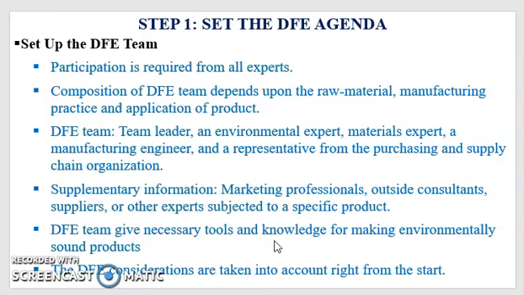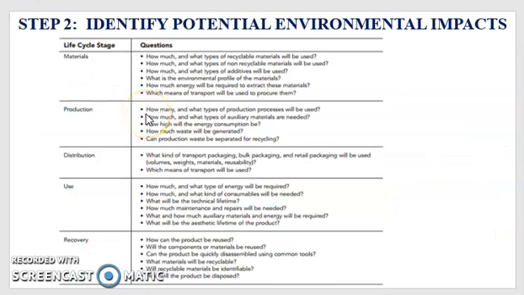These DFE considerations are taken into account right from the start of the product design process. The second step in DFE is to identify all potential environmental impacts. Here, the DFE team lists or anticipates key environmental impacts of the product during its life cycle. Some standard questions are asked among the team members. This technique is used to identify potential environmental impacts involved while developing and using a product. Some of these questions are presented here.